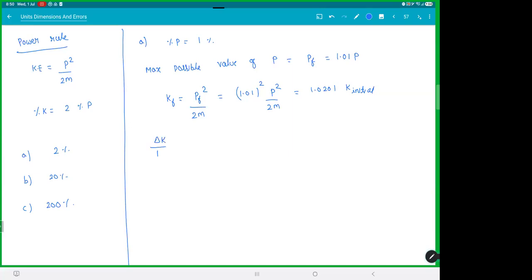So change in kinetic energy by kinetic energy, right, into 100. This would give you 0.0201 into 100. So this is actually 2.01%. So this is still acceptable, but 2% and 2.01%. That is the actual answer. Yeah, this is an acceptable error. Like, that error in the second decimal is fine.